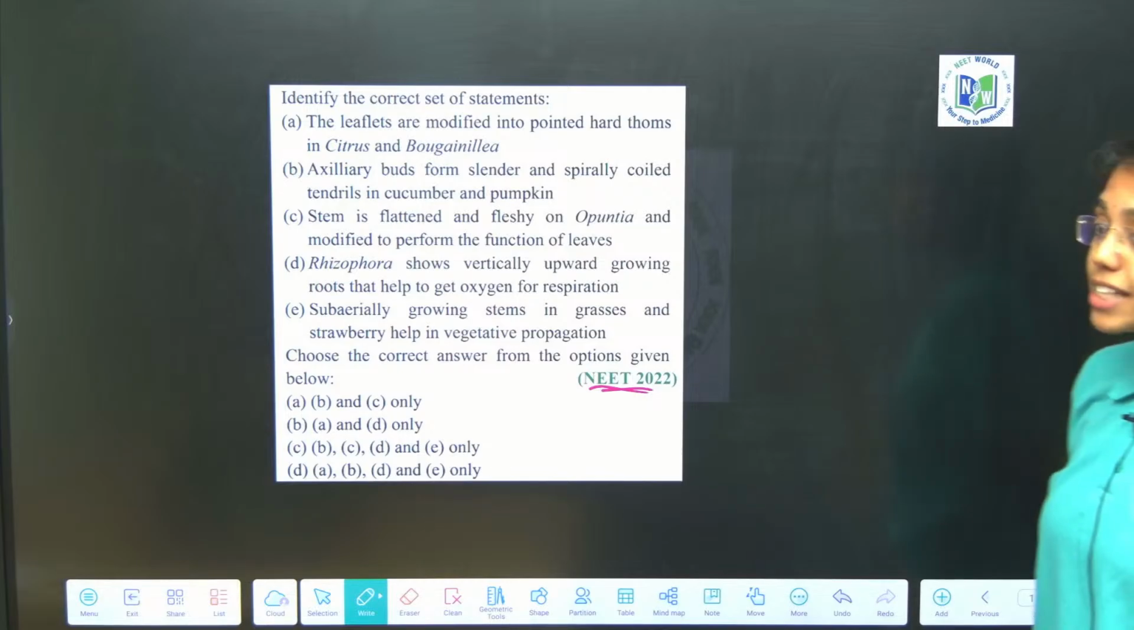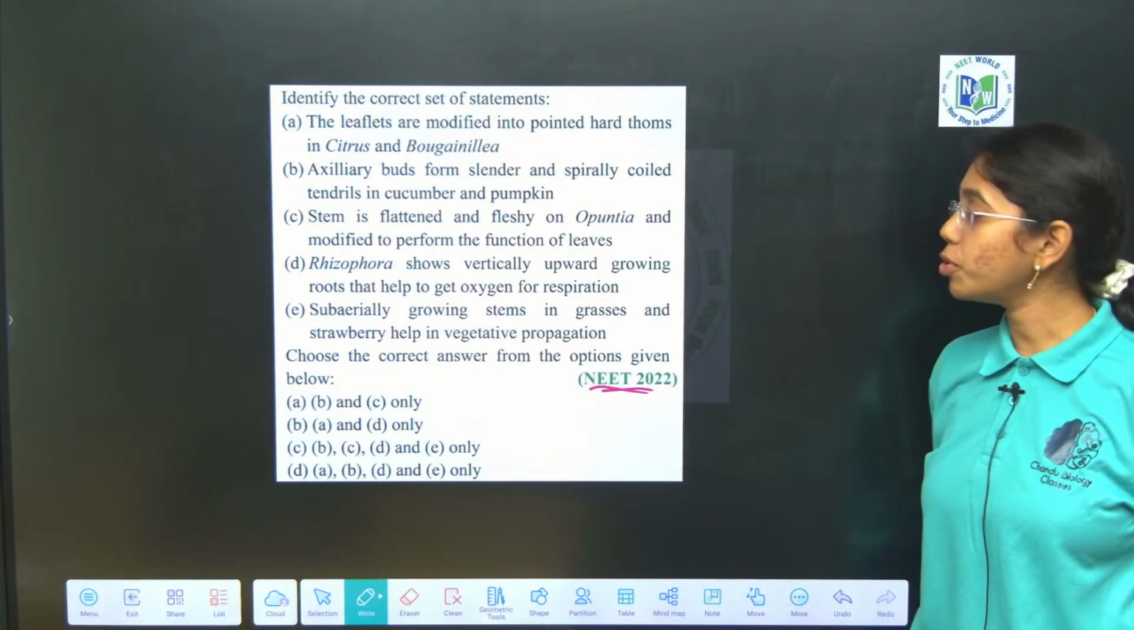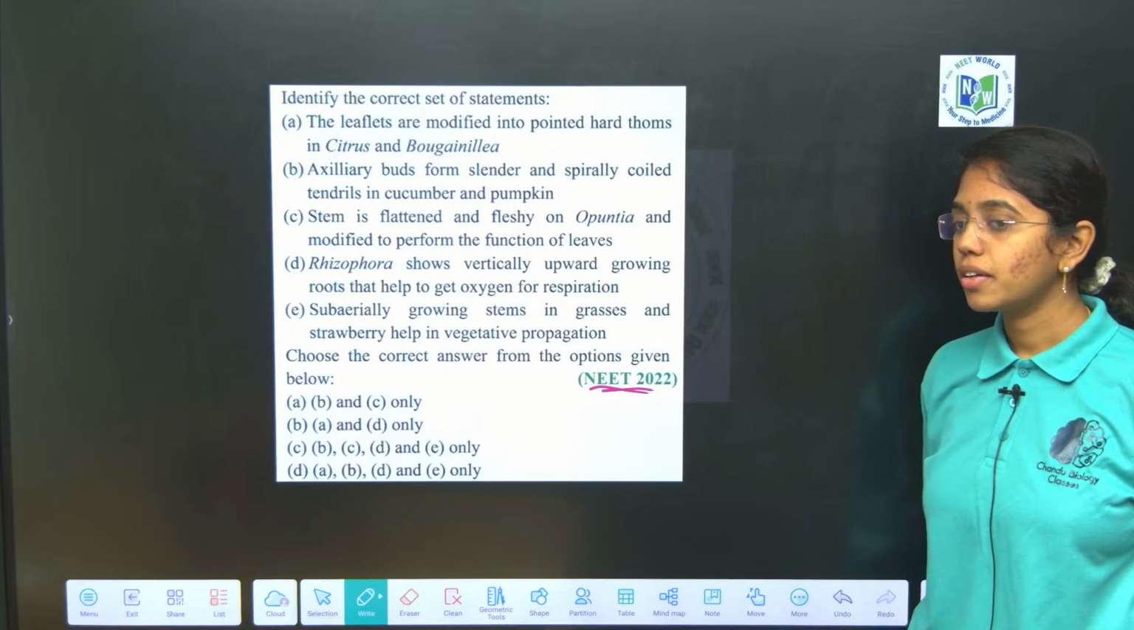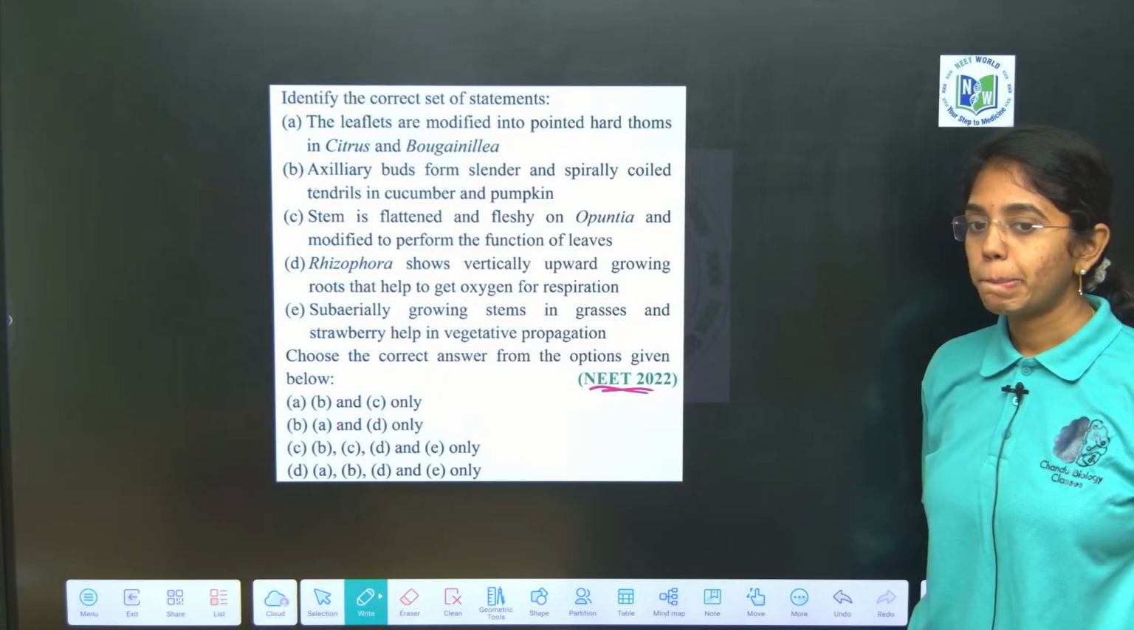Look into it and answer properly. There is no point in rushing out with a question. C, D correct.